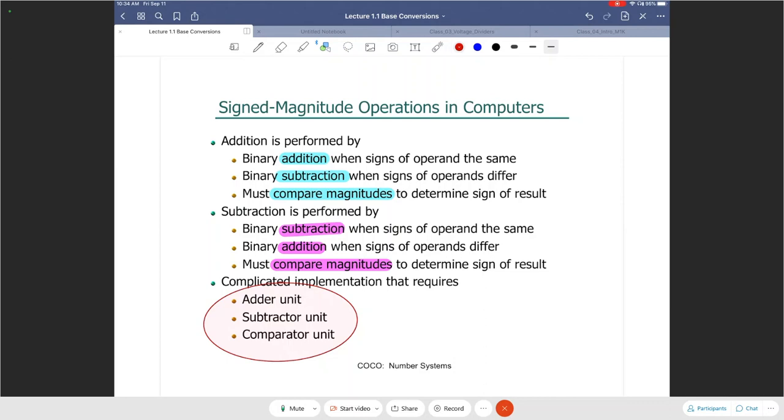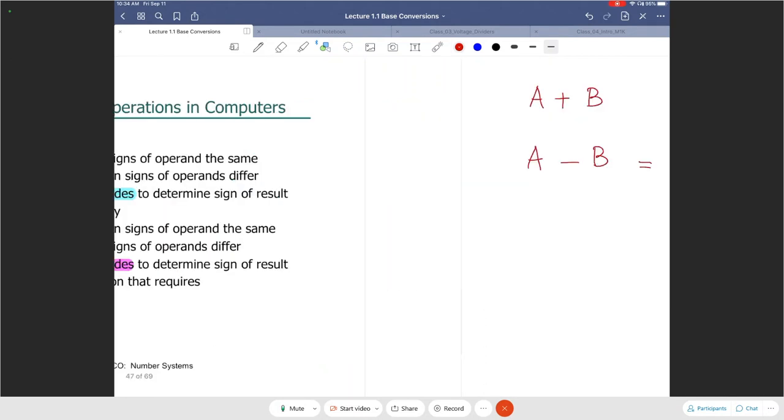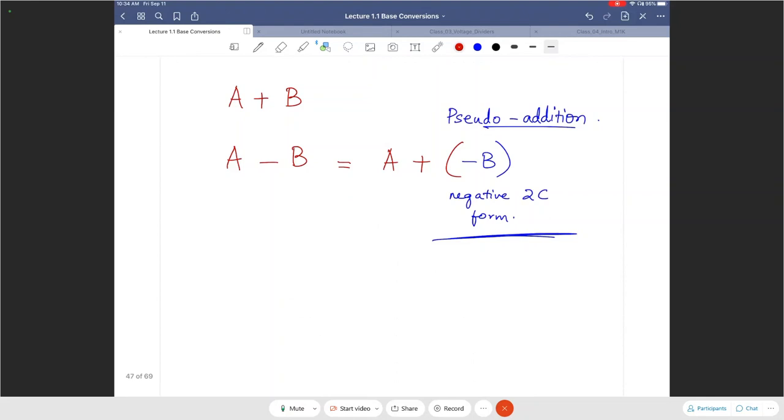We can do better with 2's complement representation. So let's take a look at that. Now, 2's complement representation deals with subtraction in a different way. So for example, if you are going to do a plus b, that's fine. The addition is what we used. An adder unit is what we use to add a and b. It's going to be similar to what we have been seeing so far in terms of addition of binary numbers.